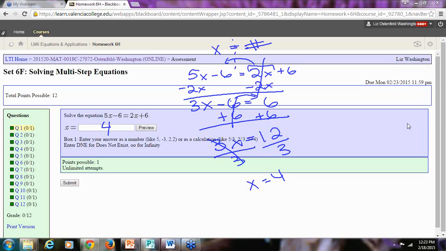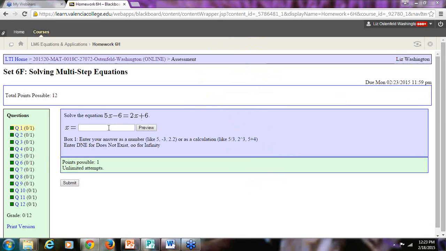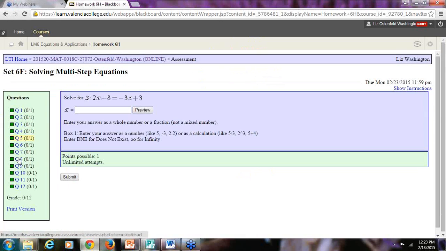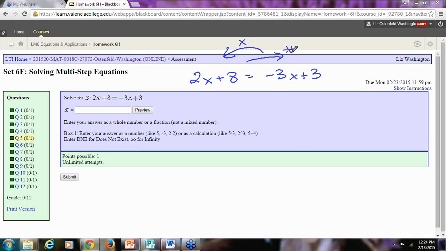Okay. Let me skip around a little bit and pick a few. I'll go ahead and do this one. So here we have a pretty similar problem. I think the difference is they gave us a negative here. So again, I want the x's over there, and I want all my numbers over there to the right. So I'm going to do plus 3x to move my x term to the left-hand side. I get 5x plus 8 equals 3.